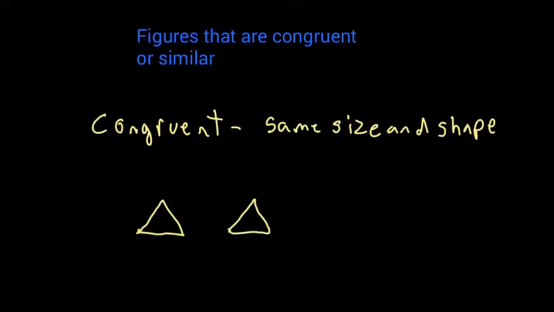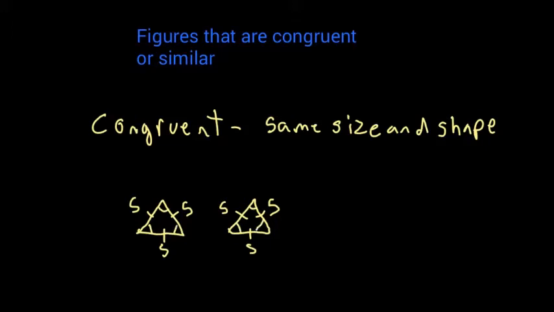So that means all the sides have to be proportional. So we'll say these are equilateral triangles. So if this side is 5, then all the sides have to be 5. And because they're equilateral, all the angles have to be the same.